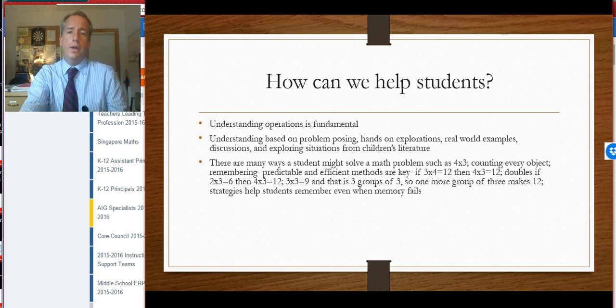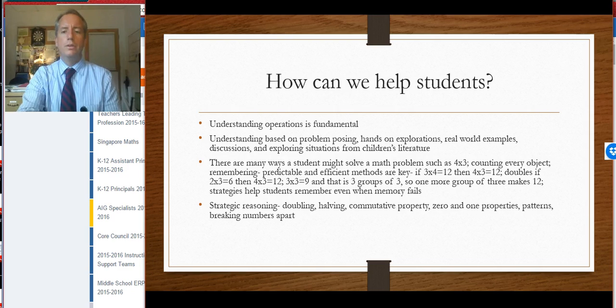And once kids know that, or once adults, when we all know that, we know that strategies work regardless of when memory isn't always our friend. So we'll look at all kinds of strategies and strategic thinking, doubling, halving, switching numbers around, properties, but only in terms of how they help us remember our facts.